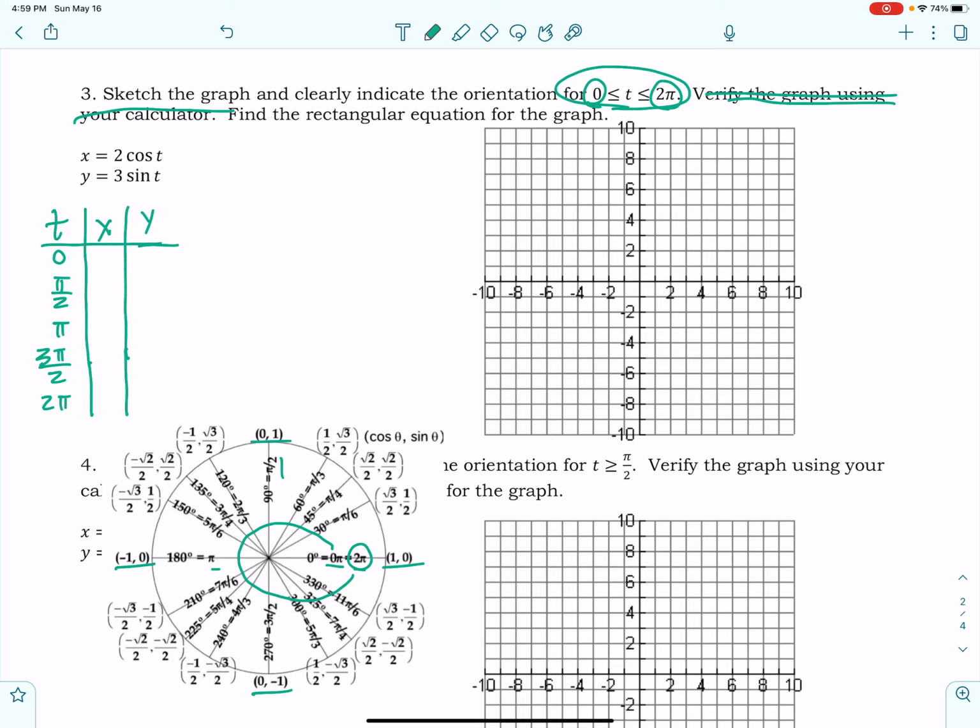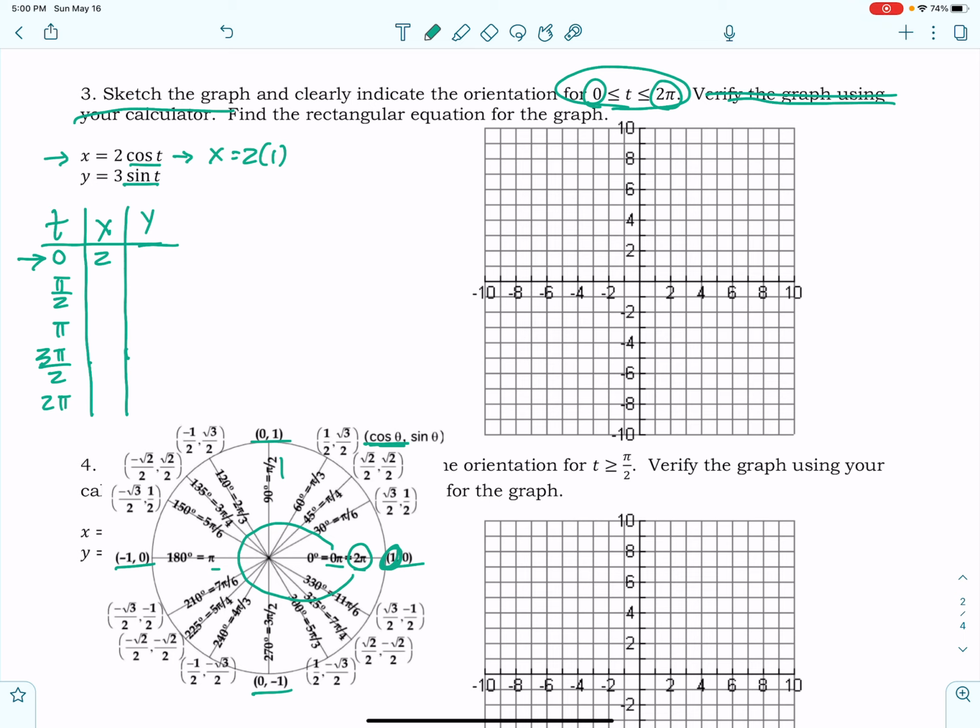Now I'm going to look at the fact that my equation for x has cosine. Remember, the x value in our ordered pair is cosine and the y value is sine. So we're going to use this idea to fill in our table. x is equal to 2 cosine of 0. At 0, the cosine value right here is 1. I'm just replacing cosine t with its value at that point. So it's 2 times 1, which is 2.